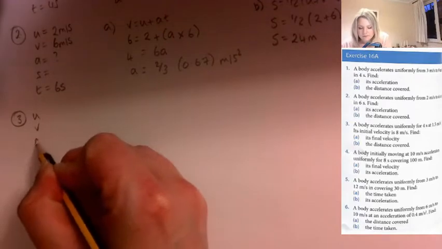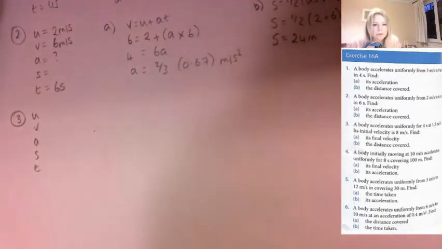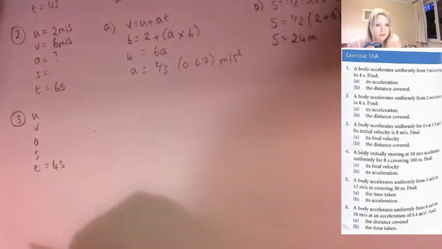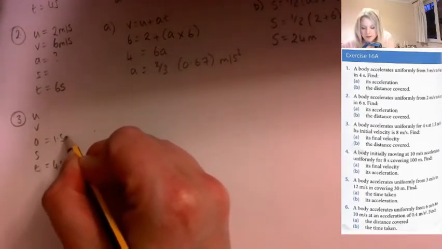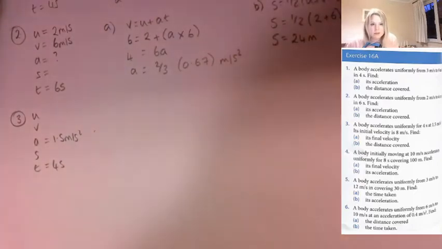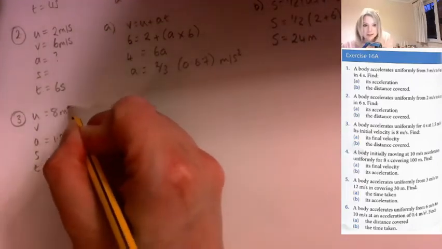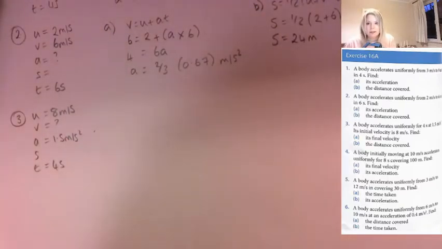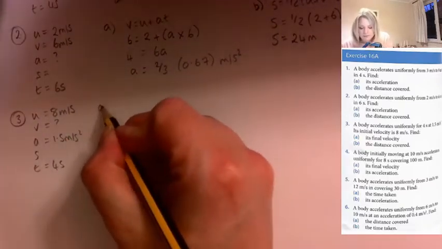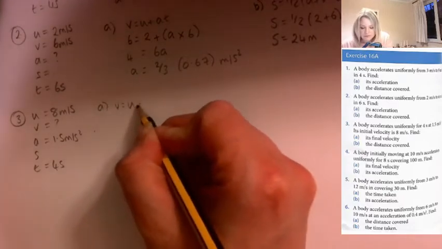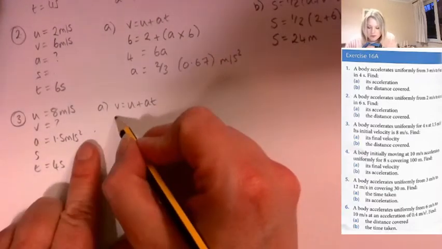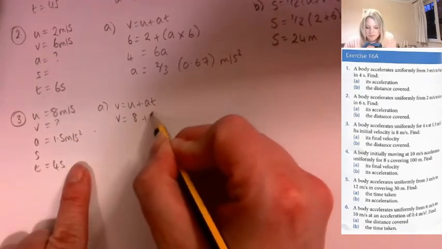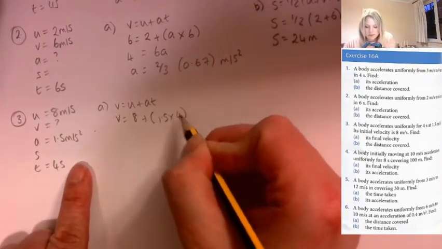Okay, let's look at 3. A body accelerates uniformly for 4 seconds at 1.5 meters per second squared, so that's the acceleration. Its initial velocity is 8. Find the final velocity. Again, we're looking for something that links U, V, A and T. V equals U plus AT. So V is what we're looking for, U is 8, A is 1.5 and T is 4.